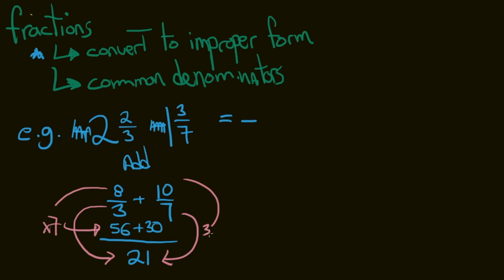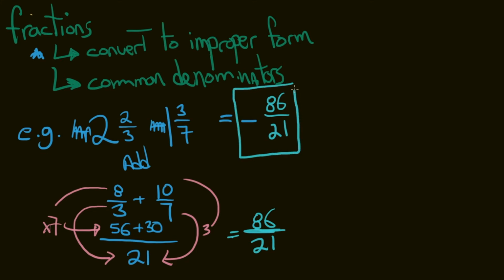When I go and do this, I would get 86 over 21. Can you simplify that? Nope. So over here, I'm going to write down my final answer, 86 over 21. And you're like, wait, that's an improper fraction. Yep. I love improper fractions. I don't like mixed numbers. And there you go. That wasn't too bad, right?